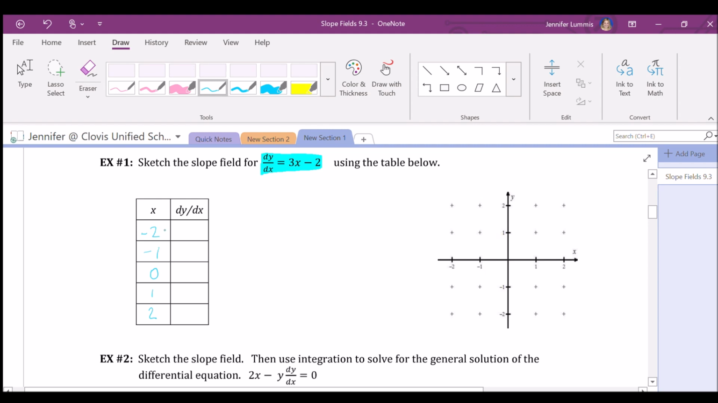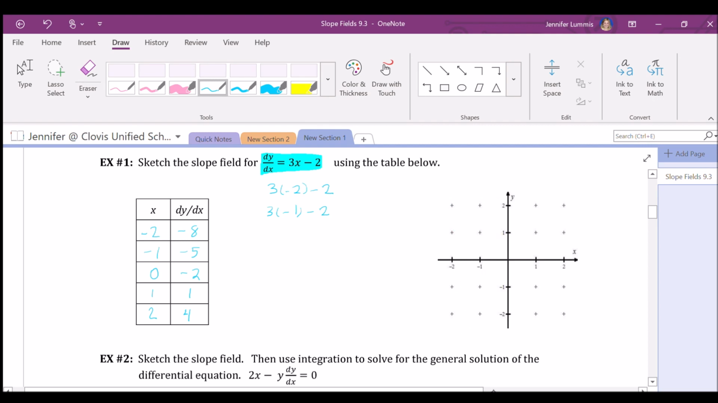So if we plug in -2, then we get 3 times -2 minus 2, which is -8. 3 times -1 minus 2 is -5. Okay, and we just keep going. 0 minus 2 is -2, 3 minus 2 is 1, and 6 minus 2 would give us 4. So what this is saying is that when x is -2, so that would be for all 5 of these values here, my slope should be -8. So what I'm aiming for here is to make a line whose slope is -8.